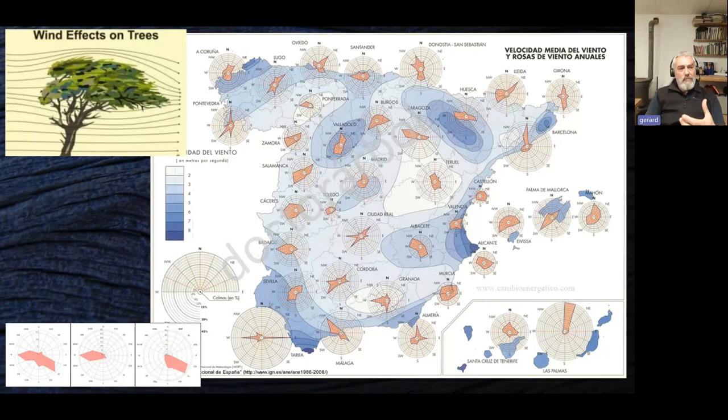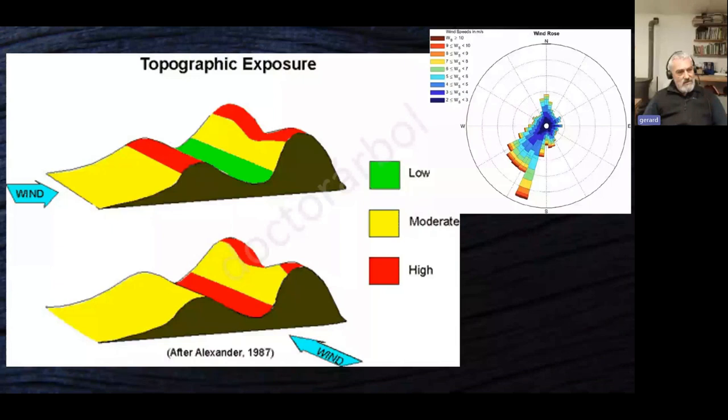So if you make a risk assessment, one of the steps that you have to do is try to find out what the wind conditions are in the place where the tree is. This is a map of Spain with the different directions and intensities of wind. It's very important to make risk assessment at that level, but not only general, also local. We have to find out, if the tree is in this situation, the wind comes from that direction. This is the wind rose that we have for that tree. And this is the only way to really understand what the impact on trees is.